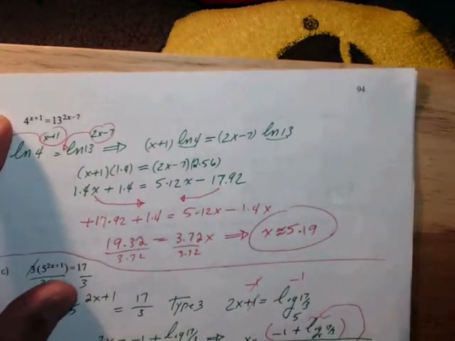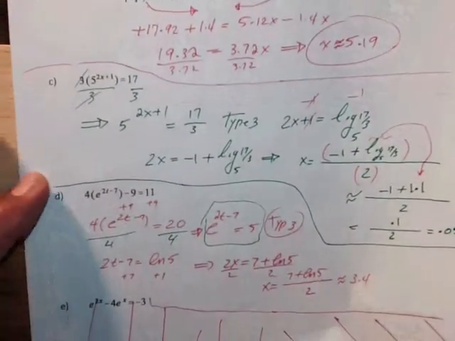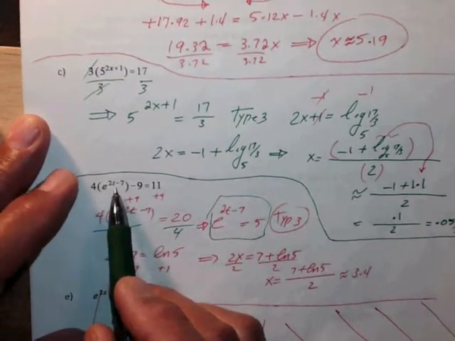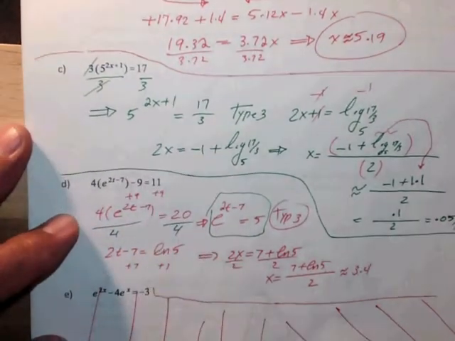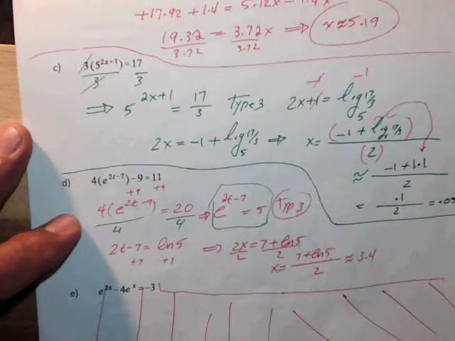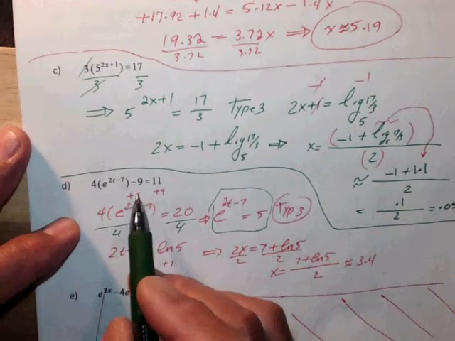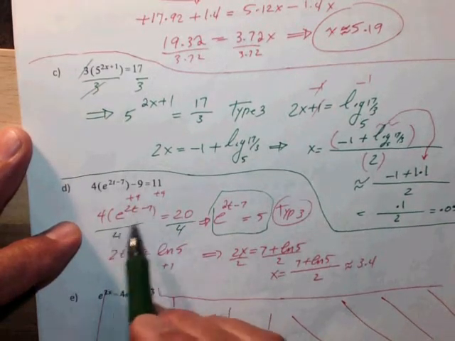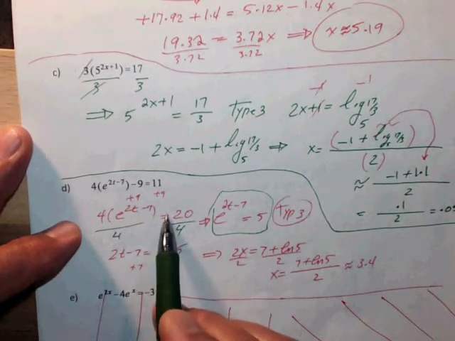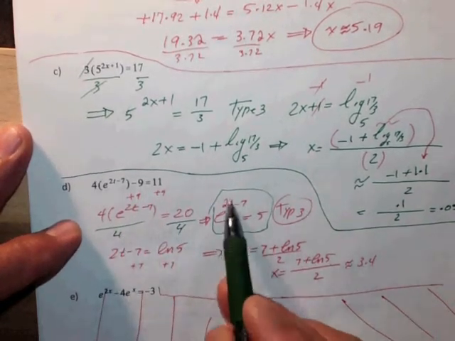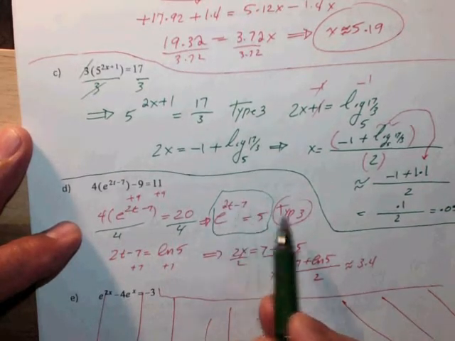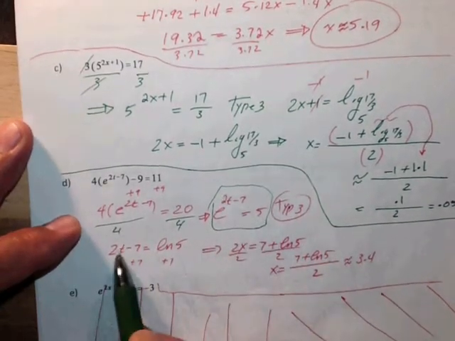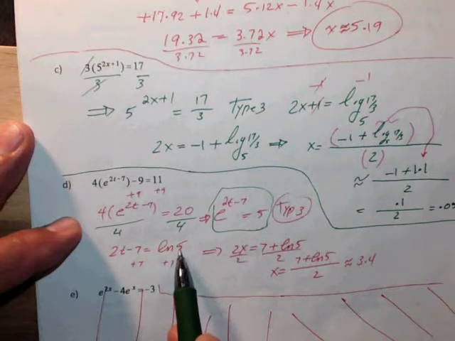Okay, another example is this one right here. 4 times e to the power 2t minus 7, minus 9, equal to 11. In order to solve this, we have to figure out what type it is, but we have to do a little bit of work first. First I add 9 to both sides, then I get this equation right here. Then I divide by 4, I get this one. And this is type 3, and I can apply the definition of log, so this becomes 2t minus 7 equal to natural log of 5.